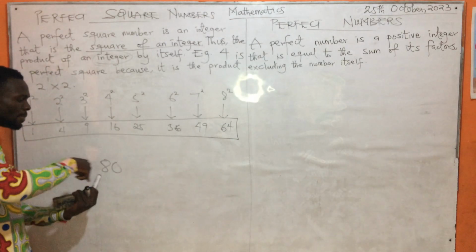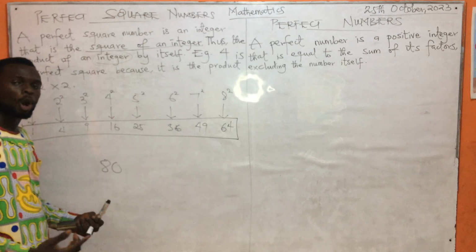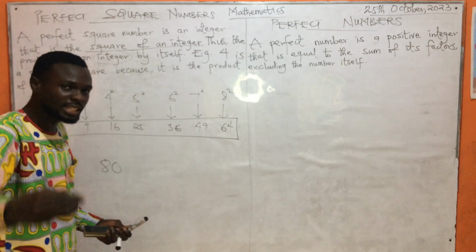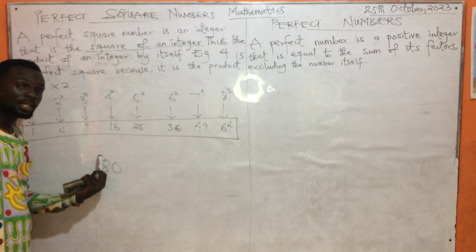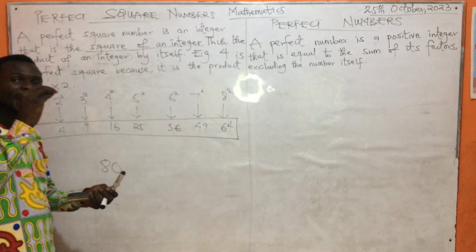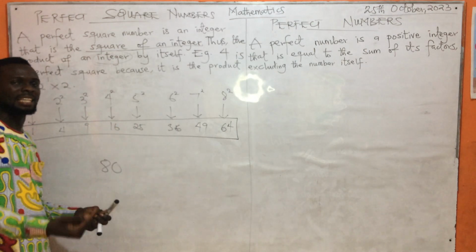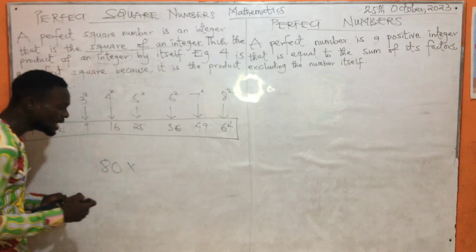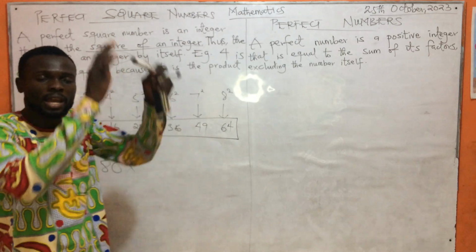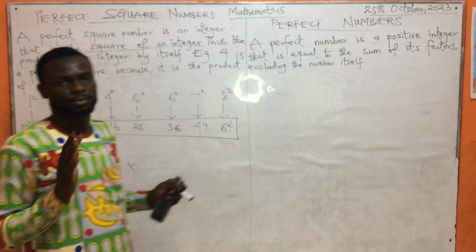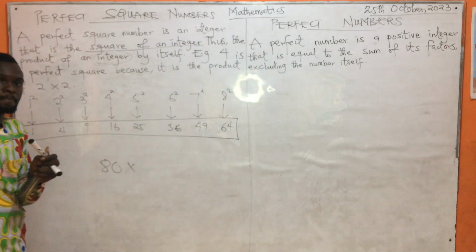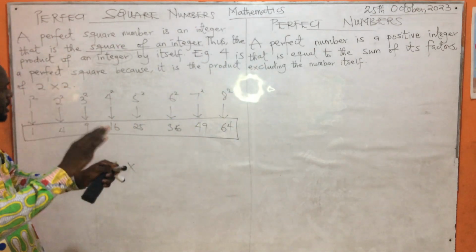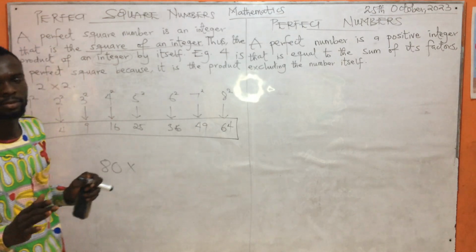Is there a number times itself, or is there a square of an integer that will give you 80? No. Because there is no integer times itself that will give us 80, it means 80 is not a perfect number. Sorry, a perfect square. 80 is not a perfect square.